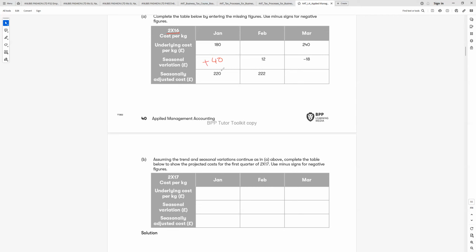So we need to find the difference, and you need to know whether it is plus or minus. You have to find that out. The next one, you go bottom to up. So 222 minus 12 gives me 210. So 210 plus 12 is 222. And the last one, 240 minus 18, is quite simple. That will give me 222. So that's my seasonal adjustment.